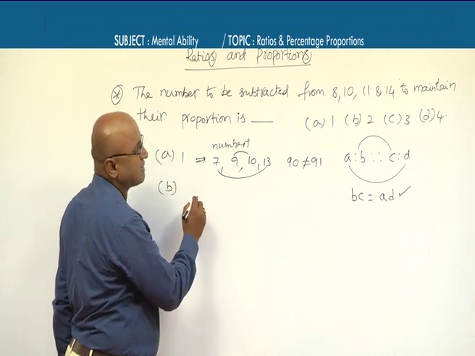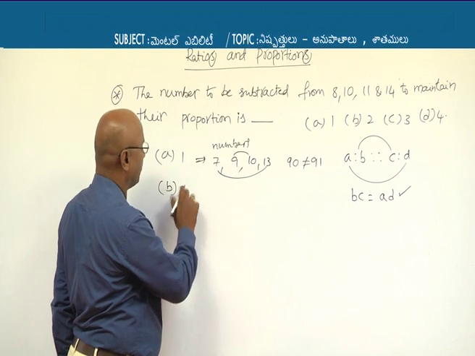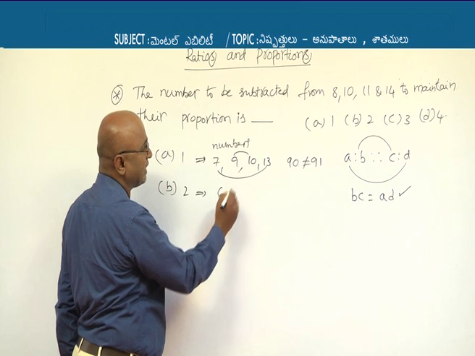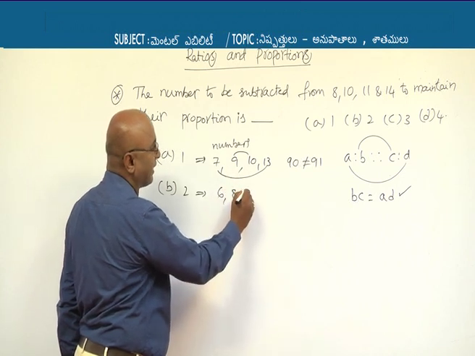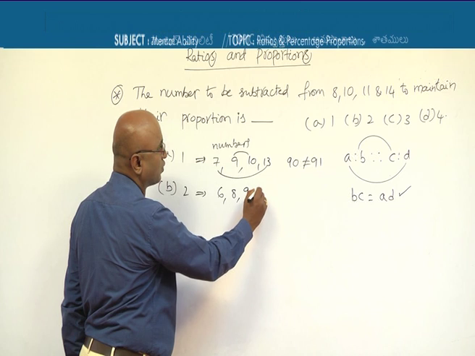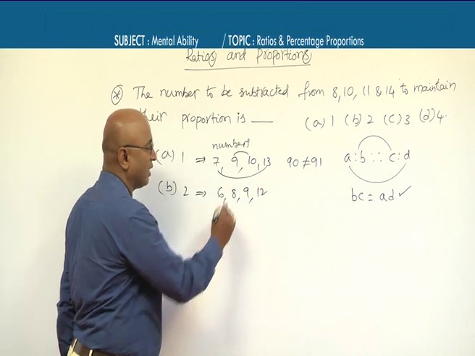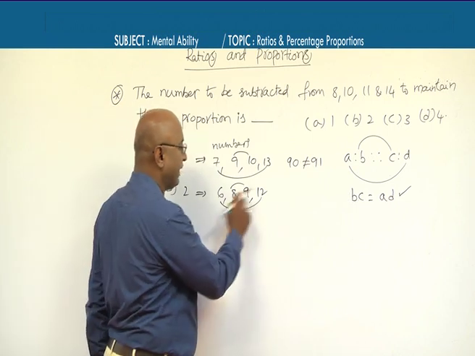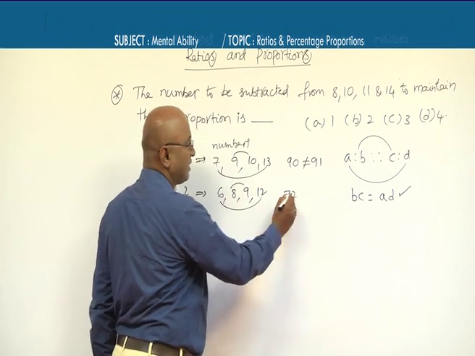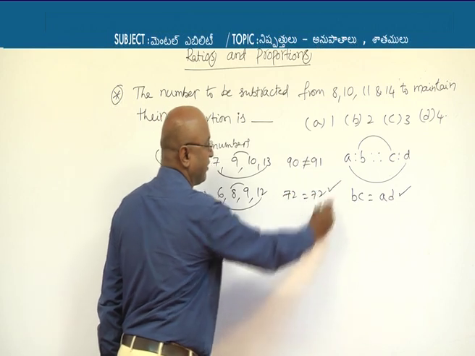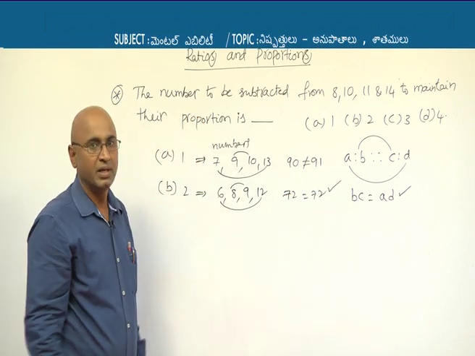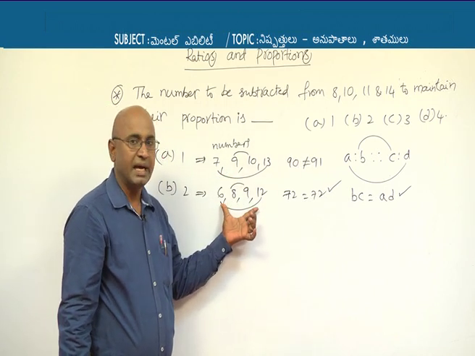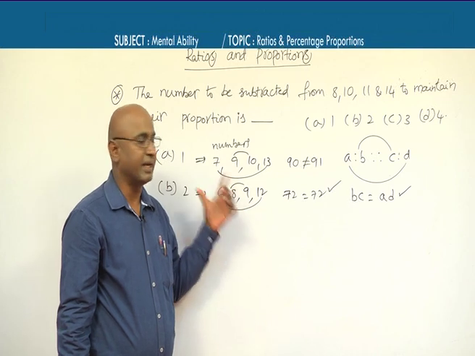And the second option is 2. If we subtract 2 from this, 8 minus 2 is 6, 10 minus 2 is 8, 11 minus 2 is 9, 14 minus 2 is 12. Now see, the product of means is equal to product of extremes. Now 8 9s are 72 and 12 6s are 72. So 72 is equal to 72. So ఈ సంఖ్యల నుంచి కనుక రెండుని తీసివేసినట్లయితే ఇచ్చిన సంఖ్యలు అనుపాతంలో ఉంటాయి.